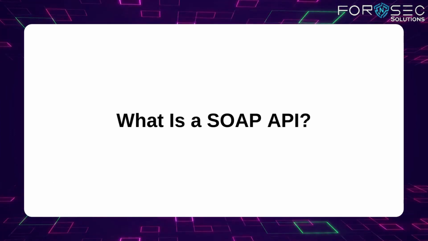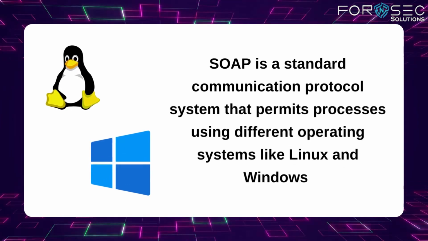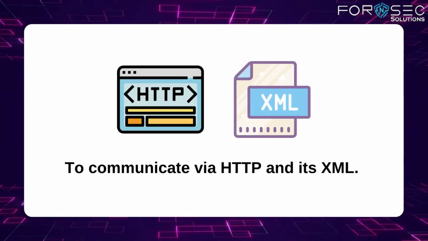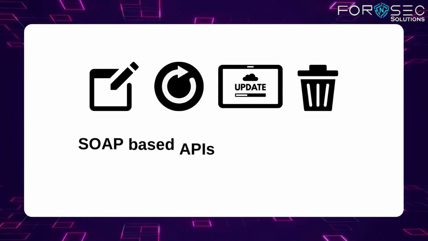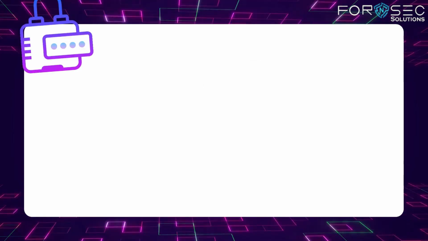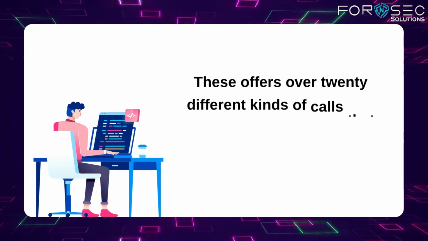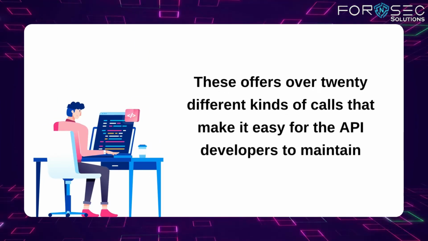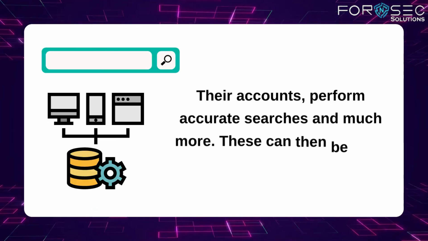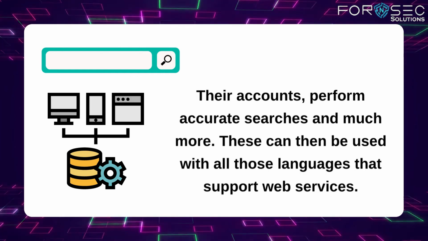What is a SOAP API? SOAP is a standard communication protocol that permits processes using different operating systems like Linux and Windows to communicate via HTTP and its XML. SOAP-based APIs are designed to create, recover, update, and delete records like accounts, passwords, leads, and custom objects. These offer over 20 different kinds of calls that make it easy for API developers to maintain their accounts, perform accurate searches, and much more. This can then be used with all those languages that support web services.